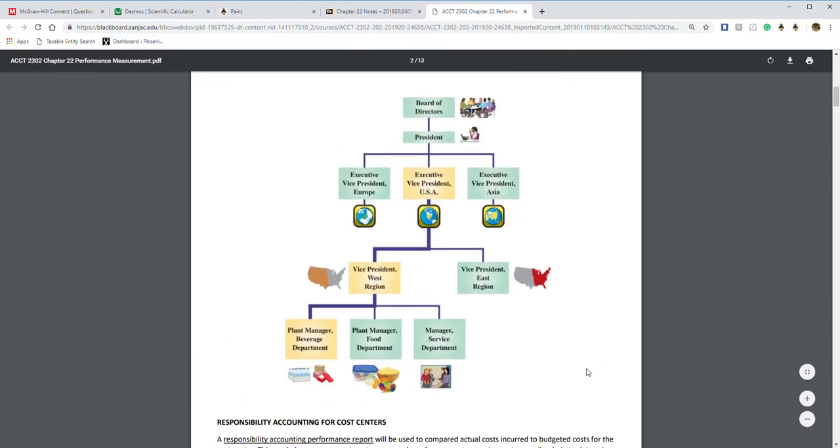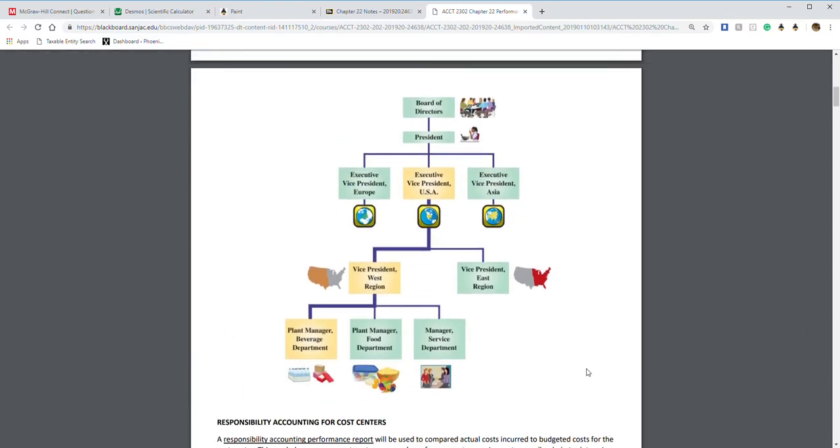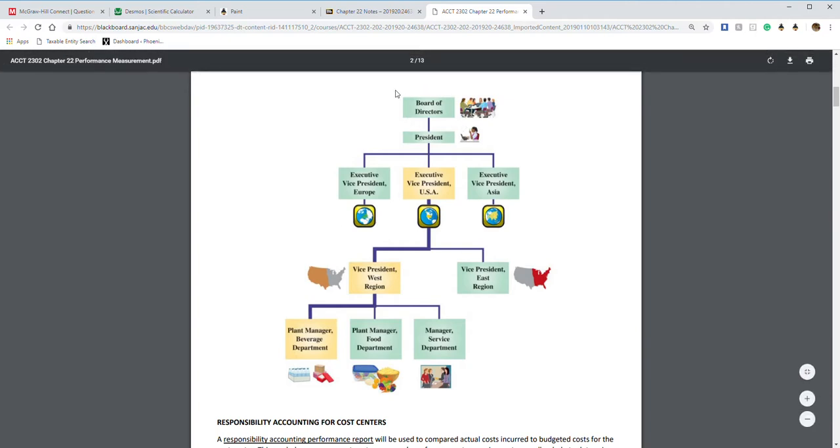Okay, there we go. So this is an organization chart, and organization charts just basically say who's over who. As you can see, we have a good old-fashioned board of directors, and they're over the president. The president, of course, is over his vice presidents around the world, basically global. And we're just going to focus on the U.S. The U.S. has 2 vice presidents under the executive vice president, the West and the East.